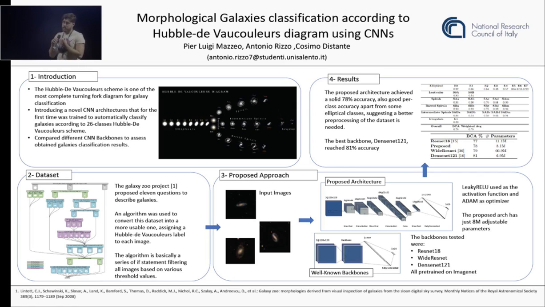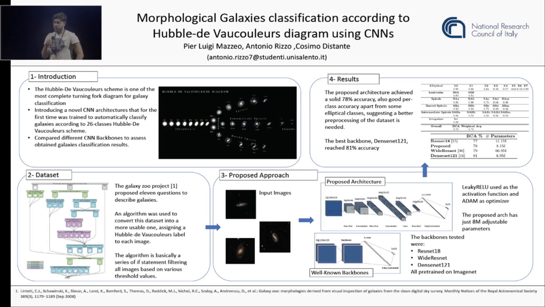Also we have 26 microclasses, and basically we have a suffix, numeric or literal. For example, for elliptical, we have a numeric value from 0 to 7, so basically an elliptical E0 is a circle and E7 is an ellipse.